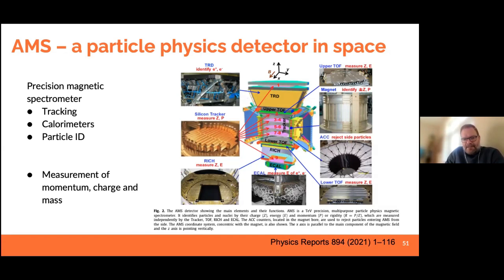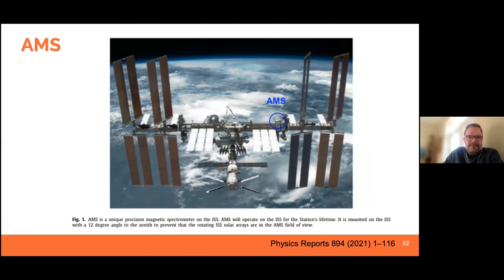The best apparatus to look for this is AMS. Basically, AMS is a particle physics detector in space, and has everything you need or want. It's got tracking, it's got calorimeters, it's got particle ID, it's got a magnet, so you can really measure momentum, charge, and mass of the particles that are entering this detector. And it sits on the International Space Station and is happily collecting data.